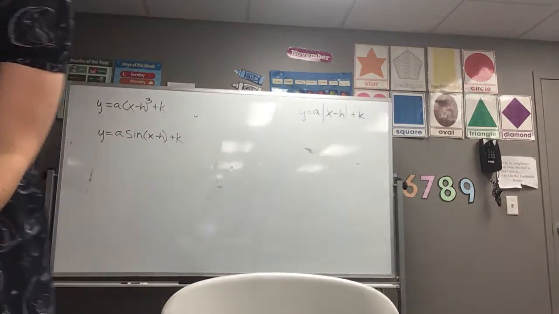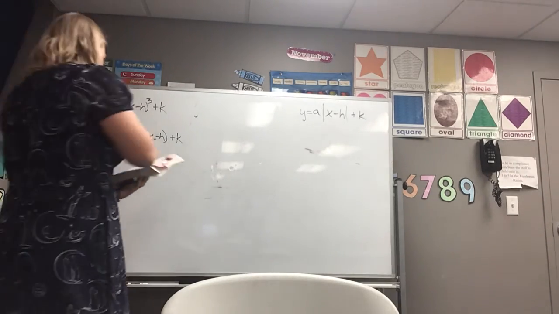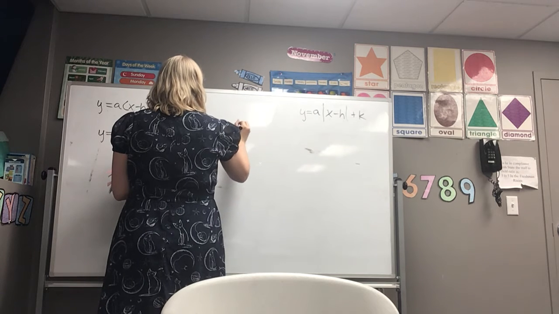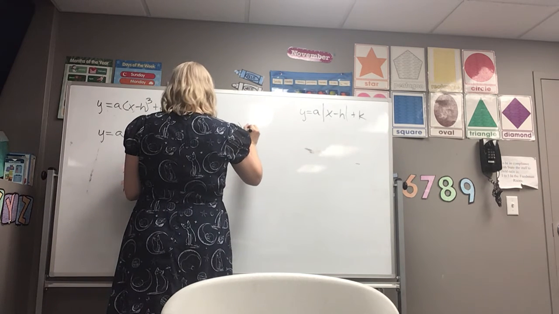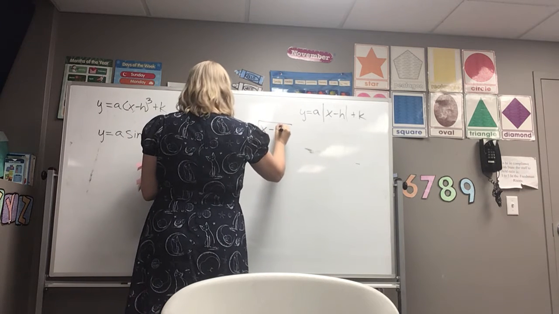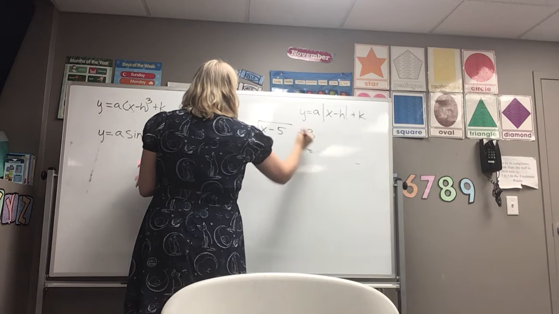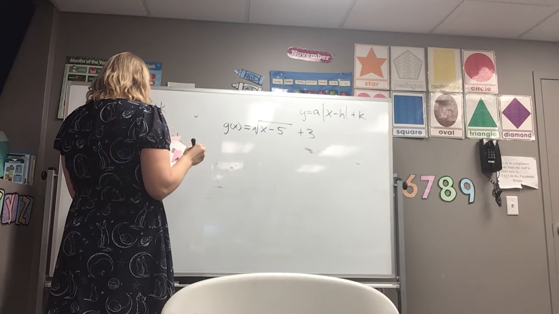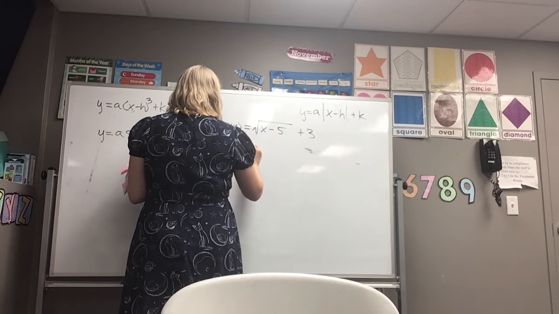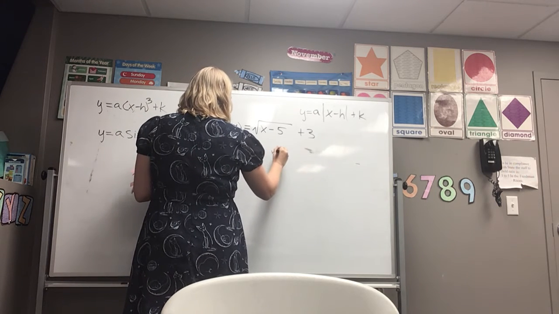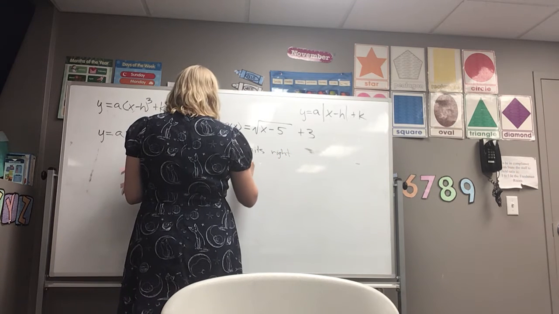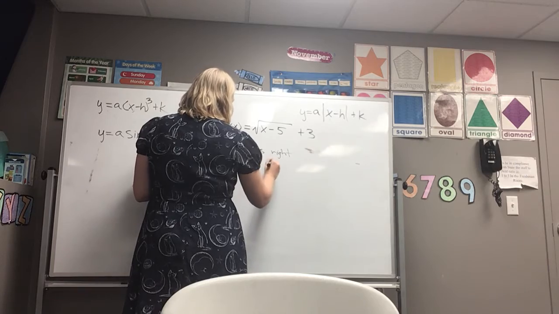Adding in a little bit of difficulty, we have g of x is equal to square root of x minus 5 plus 3, and they ask us to translate it 4 units right and 1 unit down.